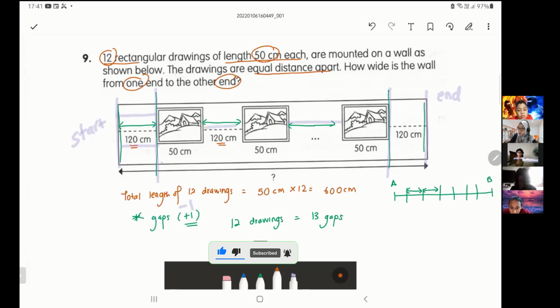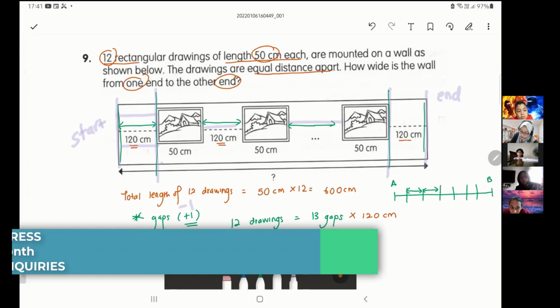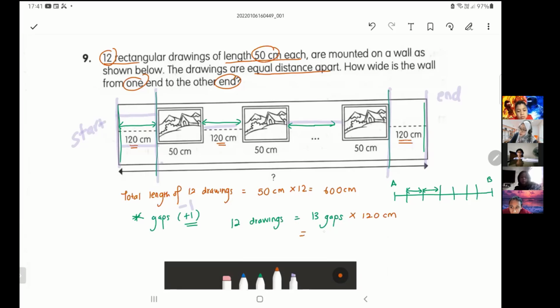So 13 gaps means 13 times 120 cm. Where do I get that from? Each gap equals 120 cm, so the gaps total 1560 cm. So the wall is 1560 cm plus the length of the paintings, 600 cm, which equals 2160 cm. This is my answer. All right, next one.